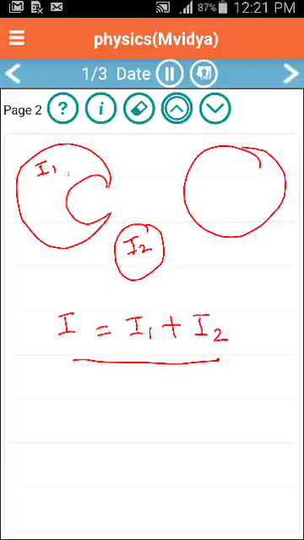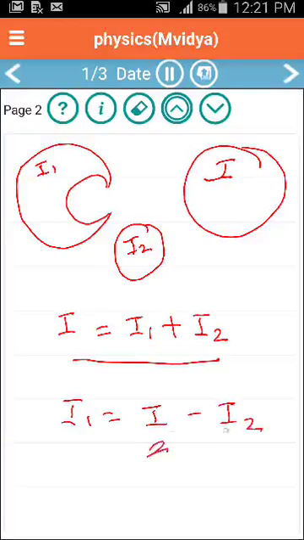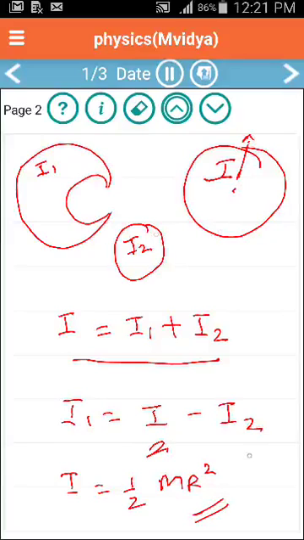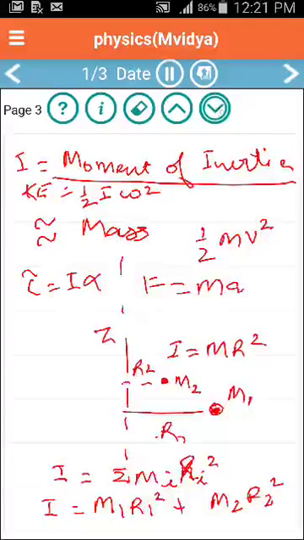We have to find I1. I is easy, I2 is also easy. So we can write I1 is equal to I minus I2. Let us find out what is I. For a disk, I is half mr square about an axis which is passing through its center and perpendicular to the disk. For I2, what will be the mass? Let's calculate that.